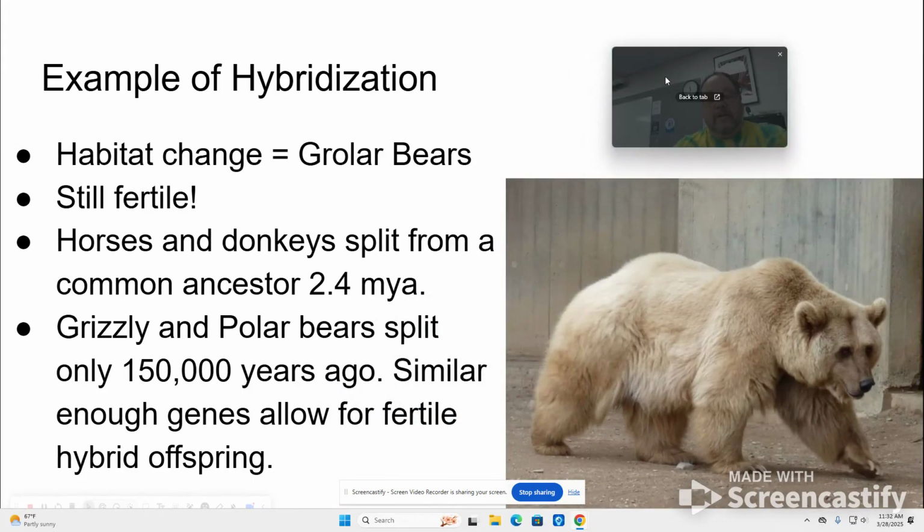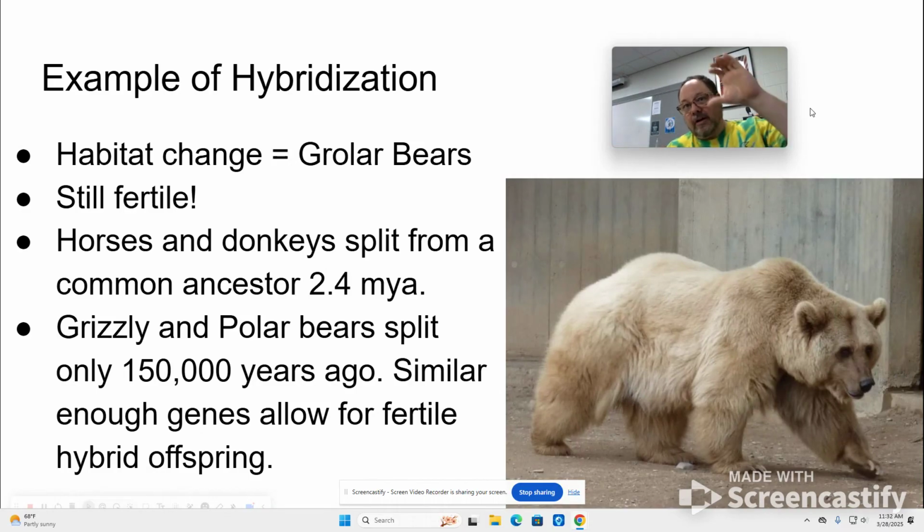Here, what could possibly be more terrifying than a polar bear or a grizzly bear? Pizzly bears. The hybrid offspring between a polar bear and a grizzly bear. Again, with climate change, ice floes are diminishing and polar bears are moving further and further south in order to survive. And what's happening is they're coming in contact with grizzly bears and producing hybrid offspring that are fertile.